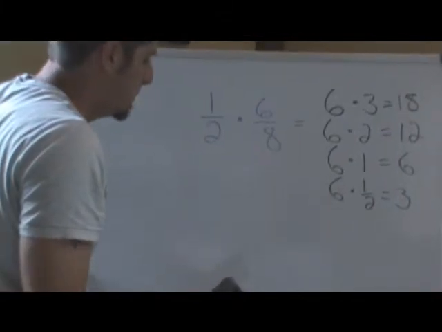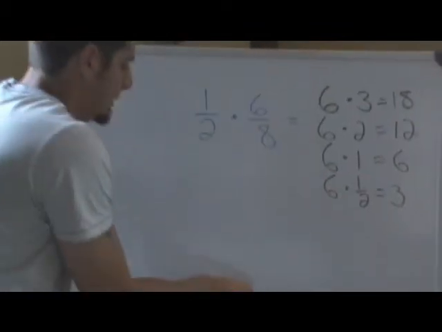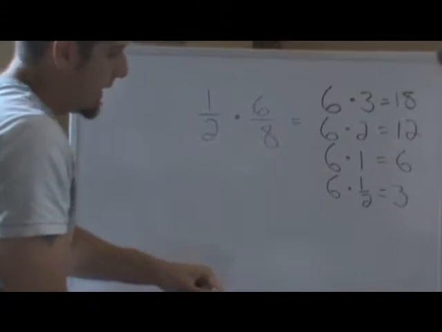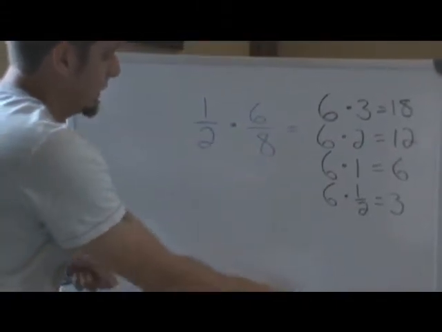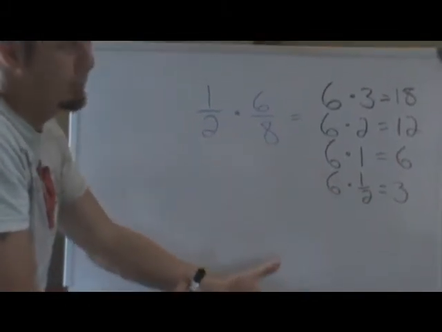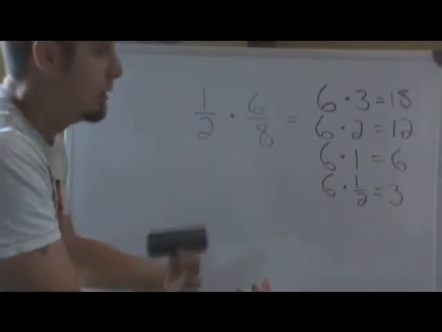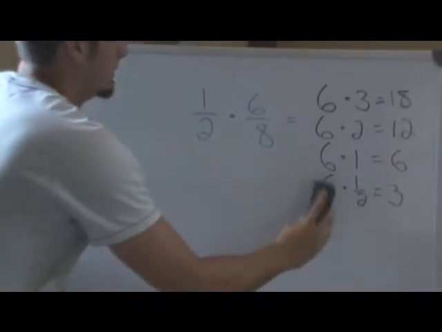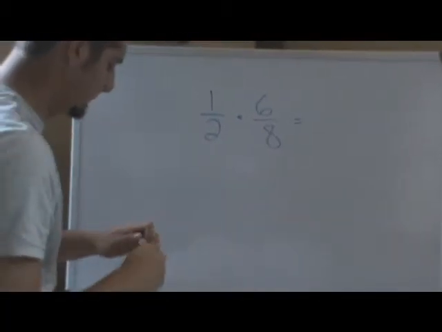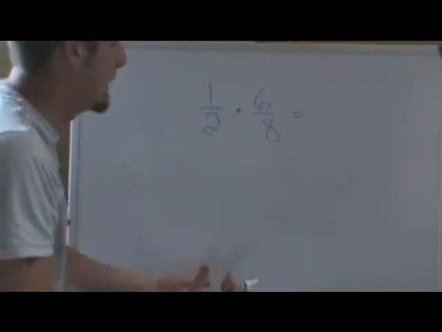Basically, when you multiply by a fraction, you actually end up finding, for example, if you're multiplying by 1 half, you're going to find out what half of that number is. If you're multiplying by 3/4, you're going to find out what 3/4 of that number is. Okay, so that's kind of what multiplying by a fraction does.